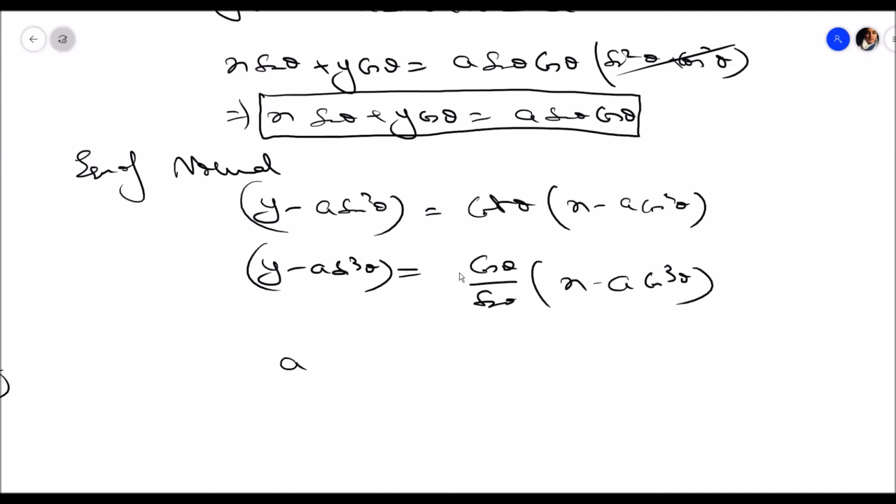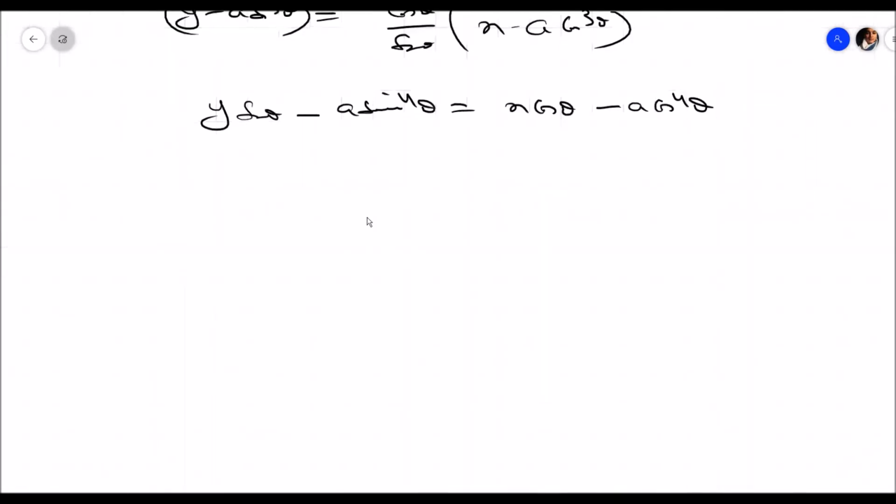Cross multiplying, I would be getting y into sine theta minus a sine power 4 theta is equal to x into cos theta minus a cos power 4 theta. Okay, so again rearranging, I'll bring all the x and y terms onto the RHS and then write it to the left. x cos theta minus y sine theta is equal to, if I bring this here, a into cos power 4 theta minus sine power 4 theta.